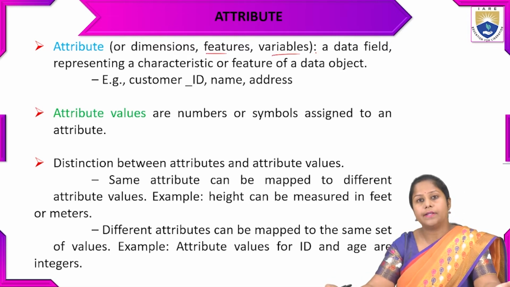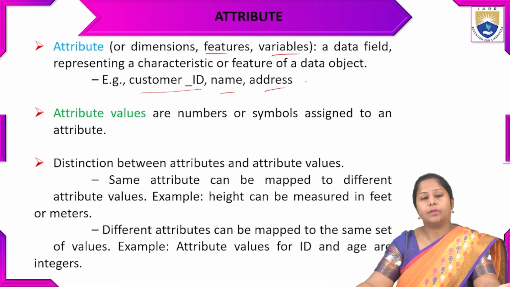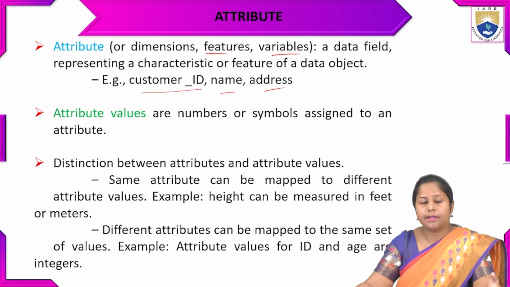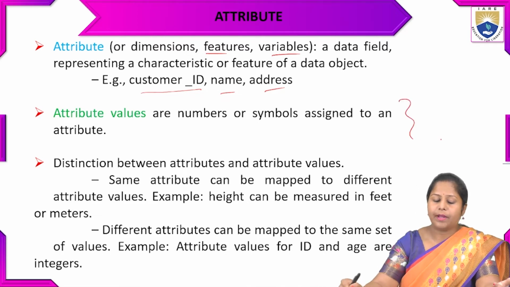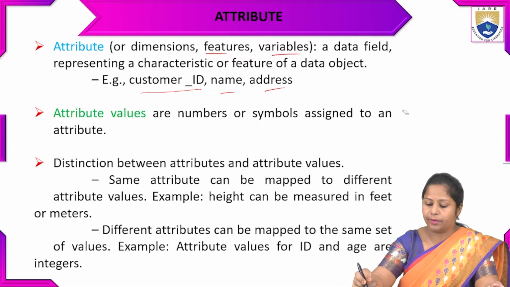Right? So for example, customer ID, name, and address are the different attributes of that particular data object. Suppose it is related to sales, so that will be the sales data object. Attribute values are the numbers and symbols stored in that particular attribute. So there will be records of the attribute, with numbers and symbols as the record.